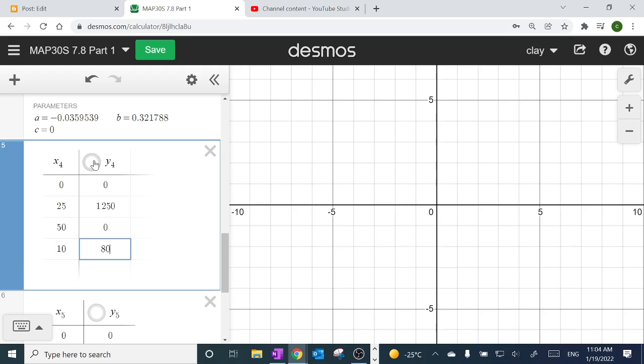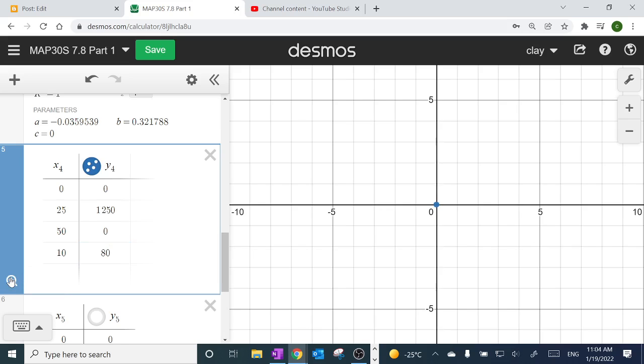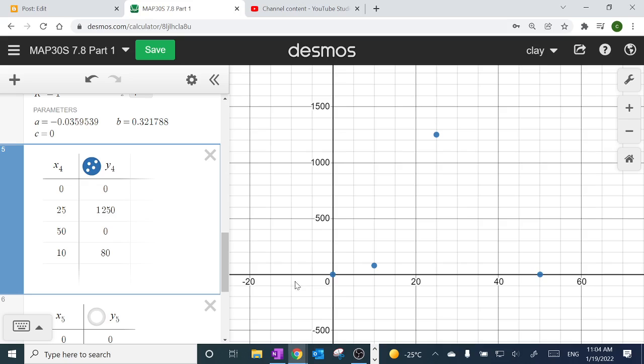Okay. Now, when you turn on the points, right now that's the only point I can see. Just like we did yesterday, that will zoom out so that we can see all of the points. And there they are.